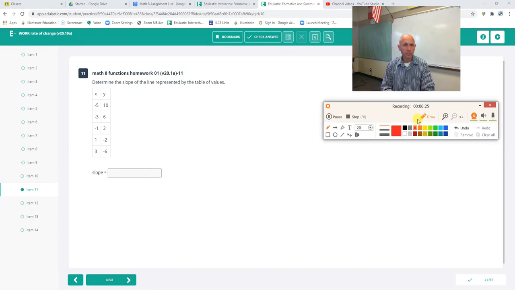Question 11. It was at -5, now it's at -3. That's an increase of 2. It was at 10, now it's at 6. That's a decrease of 4. -4 over 2 equals -2. That's my slope.